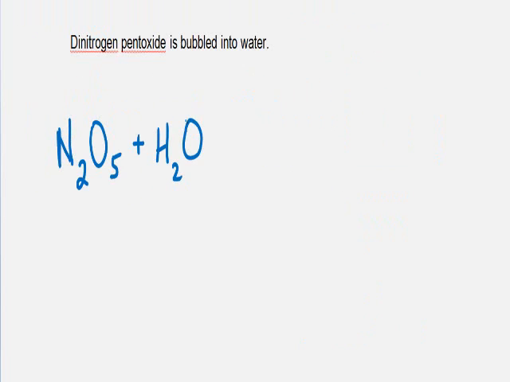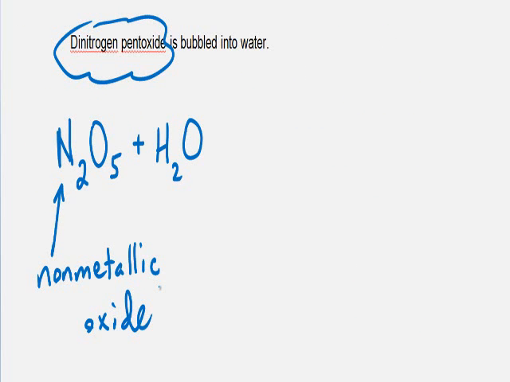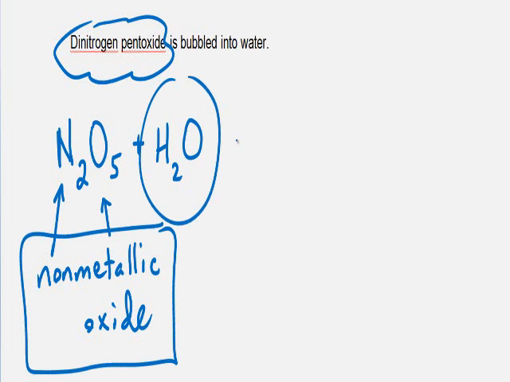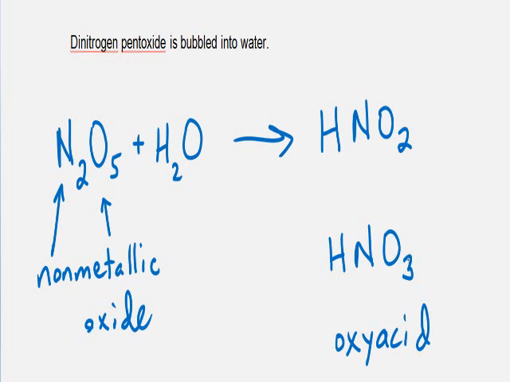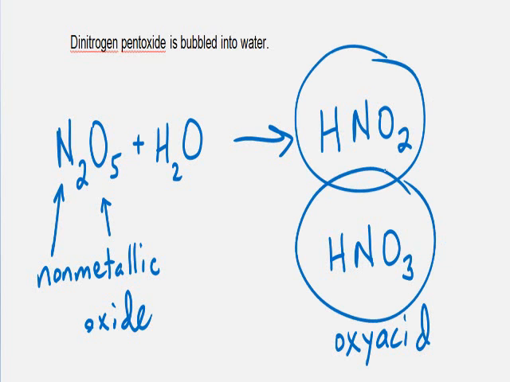Let's do another example. Here we have dinitrogen pentoxide. Since nitrogen is a nonmetal and it's with oxygen in a compound, this is a nonmetallic oxide combining with water. We're going to form some type of oxyacid as a product, and the correct product, the oxidation number of nitrogen, will remain the same in the product as it was in the reactant. In this case, 2 possible oxyacids can be made. We have HNO2 or HNO3. We need to identify which one has the same oxidation number for nitrogen as in our reactant dinitrogen pentoxide.